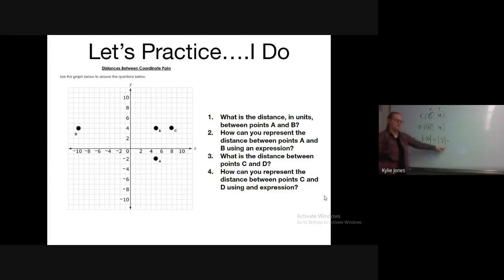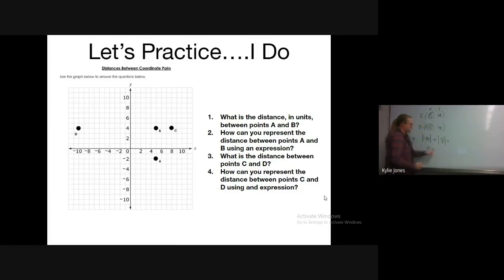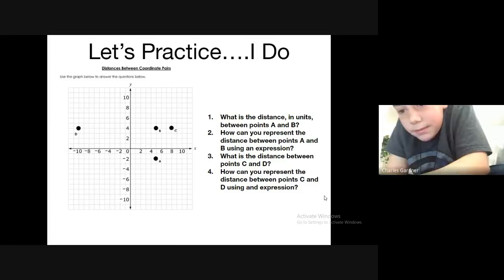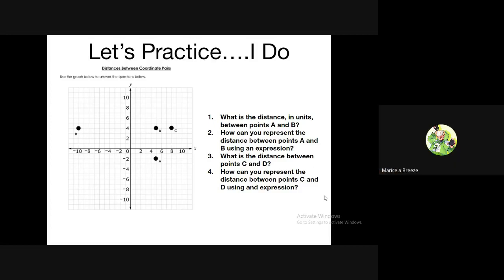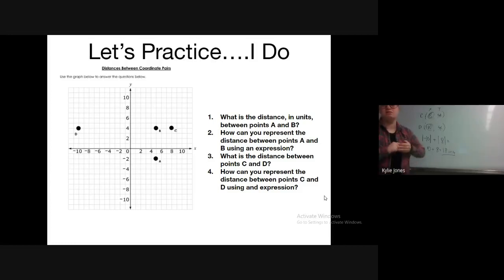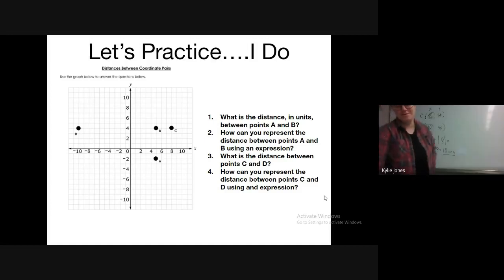It's asking us to write the equation we're solving. Now, let's see. Absolute value of -10 is what? 10. Positive 10. Plus, what's the absolute value of 8? Positive 8. And what is 10 plus 8? 18. 18 units. And there's our answer. We could count those. I don't really want to count 18 all the way across, but that's a really good way to check your answer, to count them all. Okay? It takes a lot of work. It's kind of a long line.